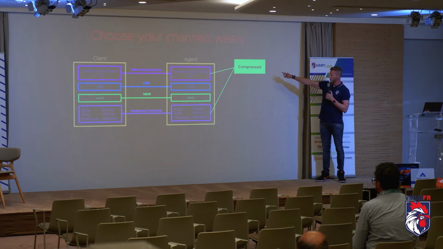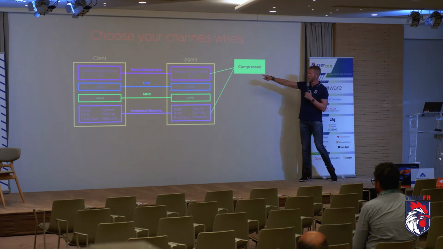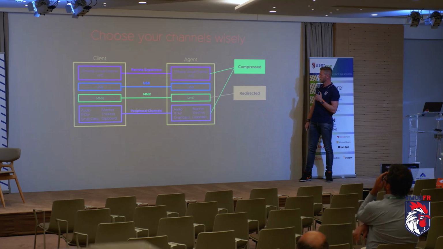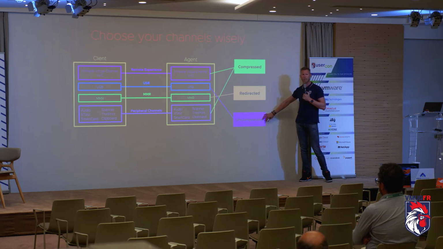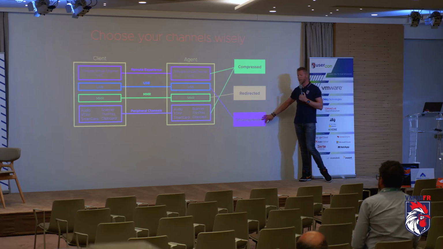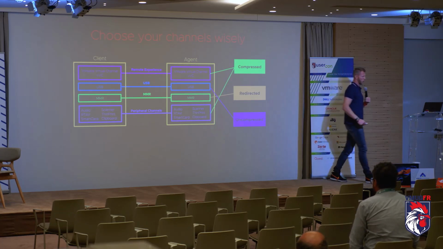Like I mentioned, or what I haven't mentioned, VVC and the peripheral channels are compressed. MMR is redirected, and USB is uncompressed. This is your very last resort. If you have hardware that requires USB redirection, but it isn't part of the peripheral channels, then you could use it. But definitely look at what it does to the rest of the user experience.